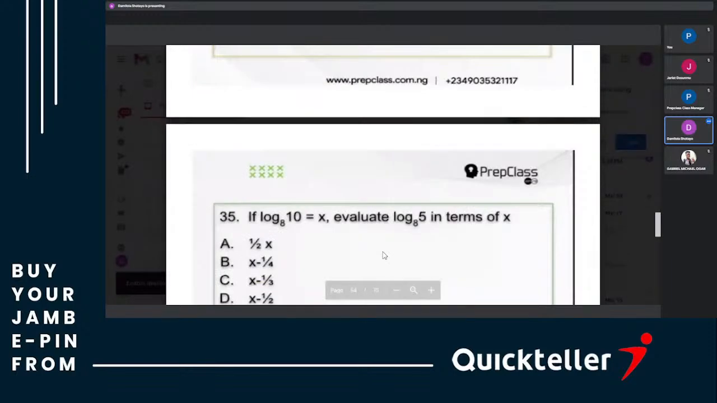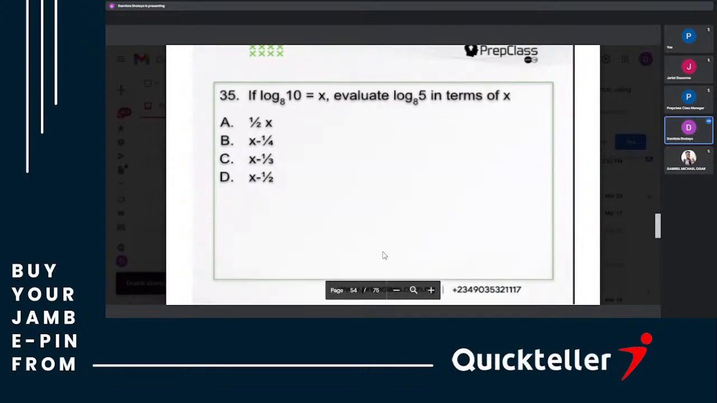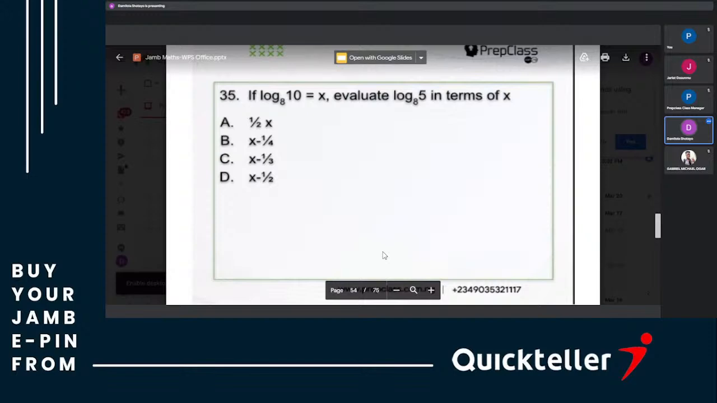Now, let's take a look at this one. We are almost done. We have just 7 more minutes to the end of the class. Let's take a look. I think we'll finish this section. Evaluate log 8 5 in terms of x. What this math wants you to do is to simplify log 8 10 so that it will change from log 8 10 to log 8 5. Your job is to turn this log 8 10 into log 8 5, and that's what I did here.